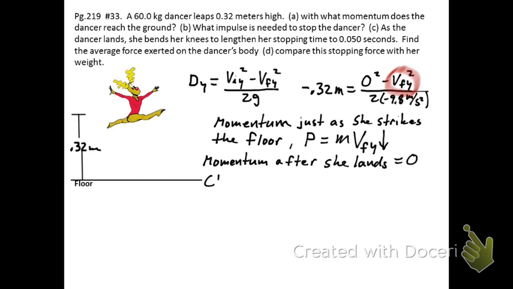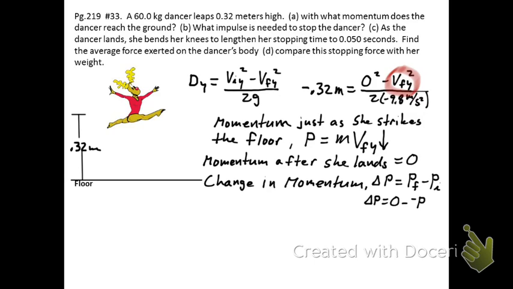Okay, kind of a redundant question then, what's her change in momentum? Well, simply she lost everything she had. So since her final momentum is 0, and the momentum she had previously was her mass times her impact velocity, she just loses that quantity, and that's her change in momentum. So actually the number ends up being the same, right? Ends up just being this P, or this momentum, as she strikes the floor.